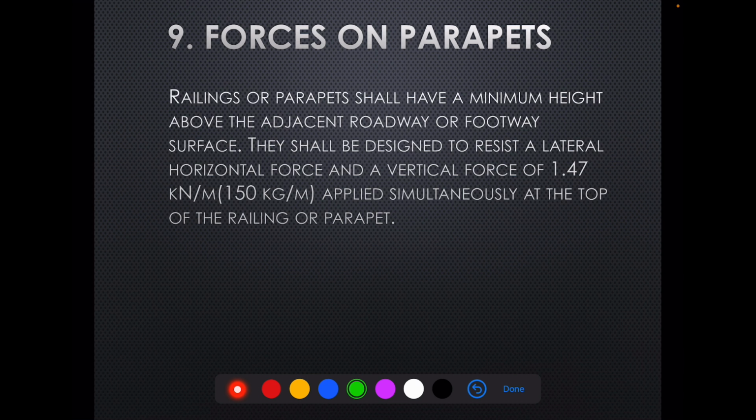Forces on parapets. Railings or parapets shall have a minimum height above the adjacent roadway or footway surface. They shall be designed to resist a lateral horizontal force and a vertical force of 1.47 kN per meter or 150 kg per meter applied simultaneously at the top of the railing or parapet. These values have been taken from Indian Railway bridge rules.